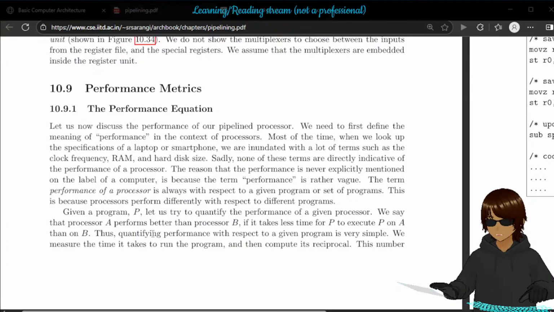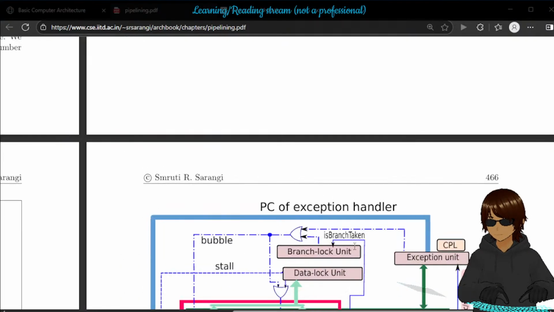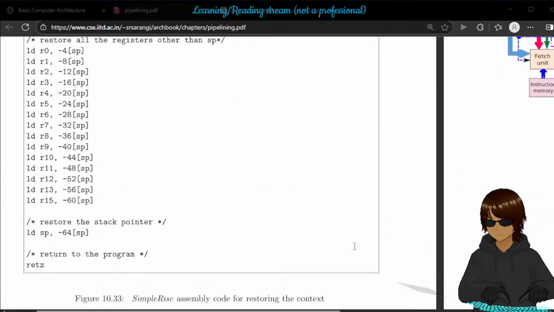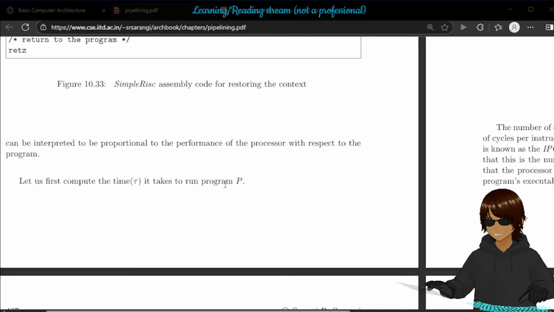Thus, quantifying the performance with respect to a given program is very simple. We measure the time it takes to run the program, then compute its reciprocal. This number can be interpreted to be proportional to the performance of the processor with respect to the program. Let us first compute the time tau it takes to run program P.